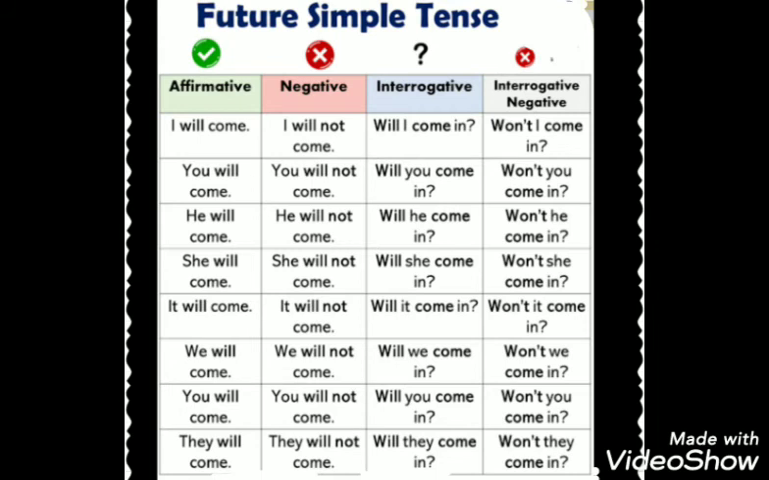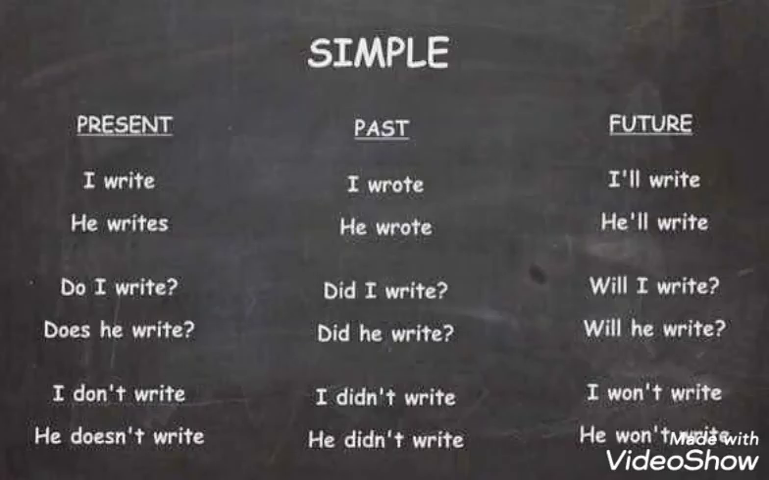Very easy, right? Let's take one more example. He will come, he will not come, will he come in? And if it is interrogative negative question, we'll say won't he come in. Right, children? Let's take one more example. It will come. In negative, it will not come. In interrogative, will it come in? In interrogative negative question, won't it come in?